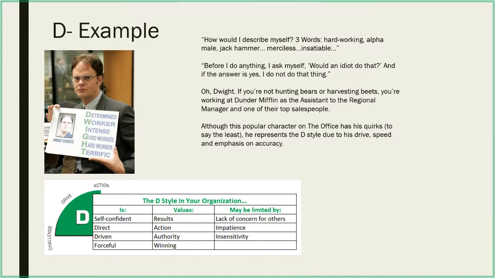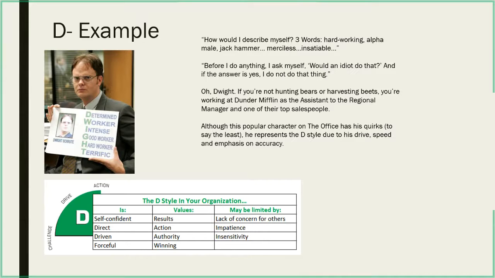So for DiSC, I'm going to use Dwight as my D example. One of my favorite quotes is when he says, "How would I describe myself? 3 words: hardworking, alpha male, jackhammer, merciless, insatiable." Obviously not 3 words. So you can tell, was he a C? Was he analyzing that? No, he was just saying it. He was a D. So he's driven by his self-confidence, his forcefulness.